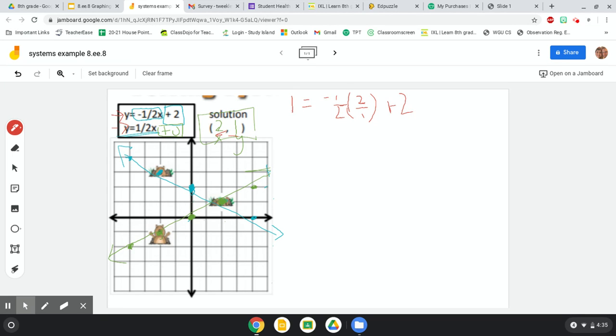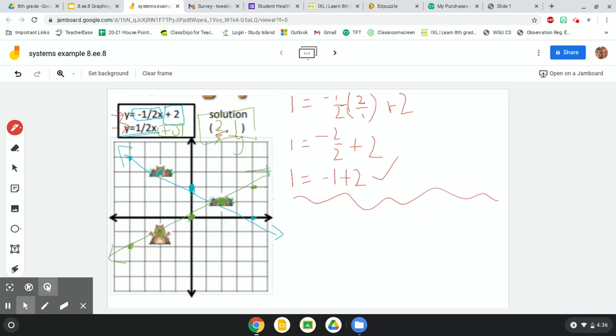Okay, so now I'm going to go ahead and multiply. So negative 1 times 2 gives me negative 2. 2 times 1 gives me 2. So that's going to give me a negative 1, but then I still have that plus 2, and I have equals 1. Well, does negative 1 plus 2 give me 1? Yeah, so it does check out for the first equation, but I also have to do this for the second equation. So I'm going to do that for the second equation as well.